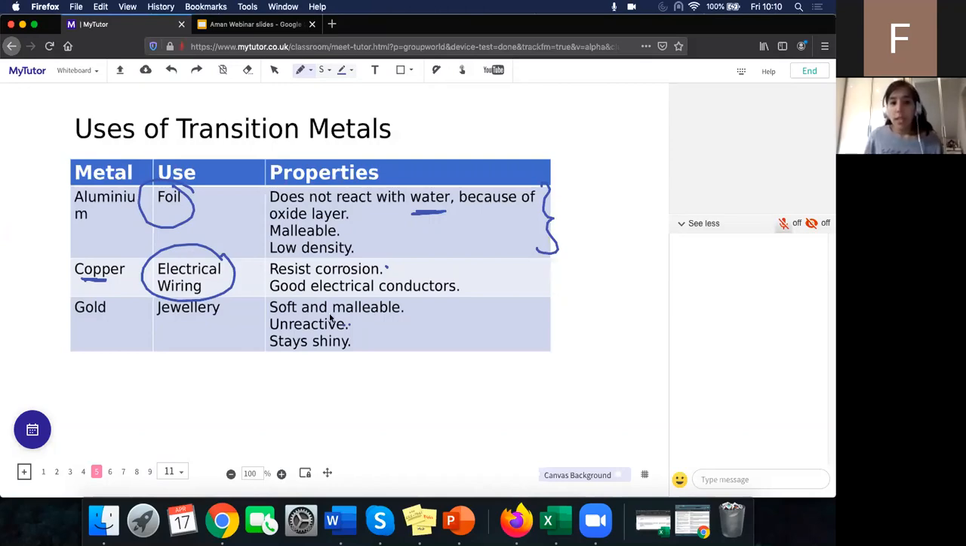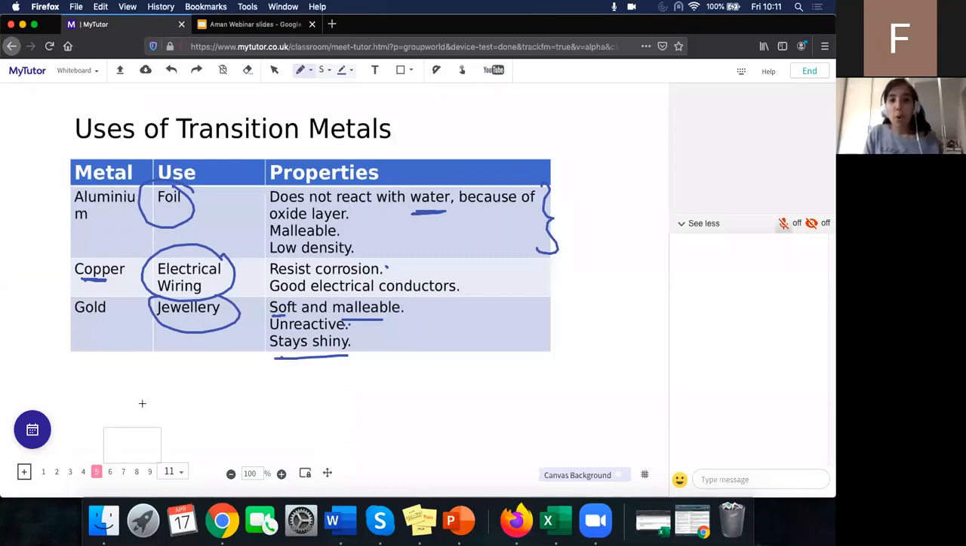Gold, as I said, is unreactive. It's one of the transition metals that does not react with oxygen. It stays shiny, and that's because it's unreactive. Also, it's soft and it's malleable. Again, gold can be moved into different shapes. So that's why it's used in jewelry. So they're the three main metals that we need to know about.